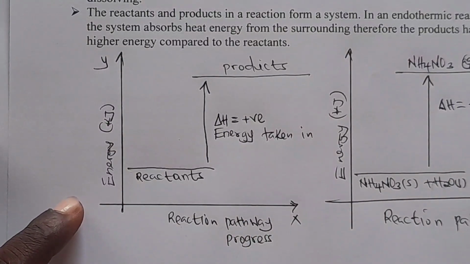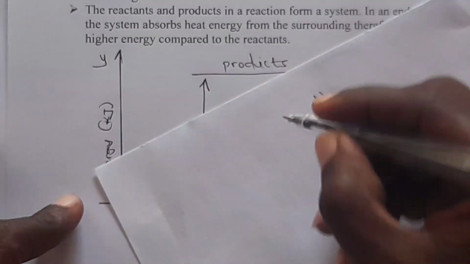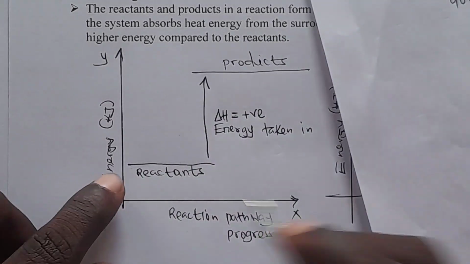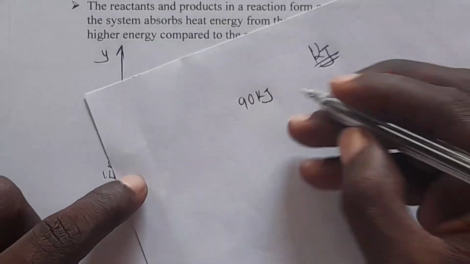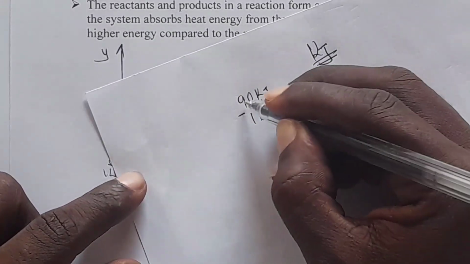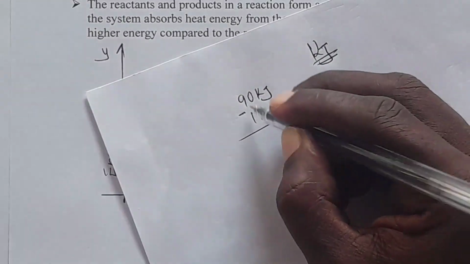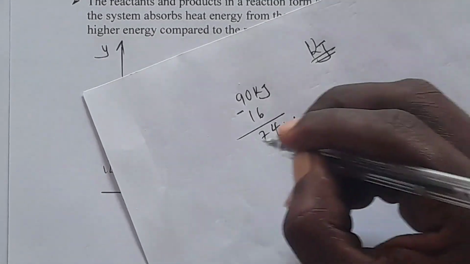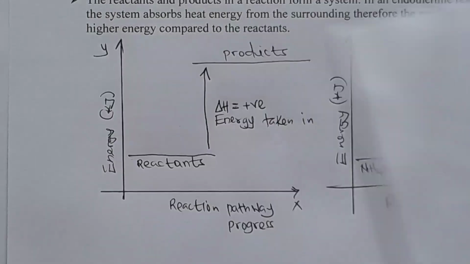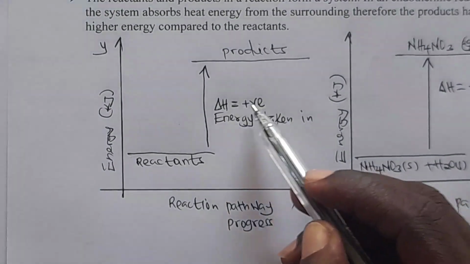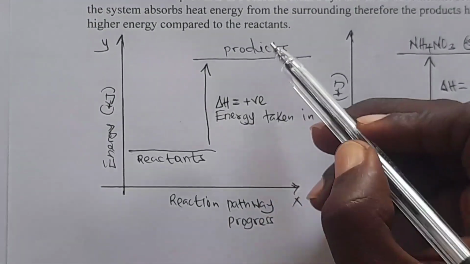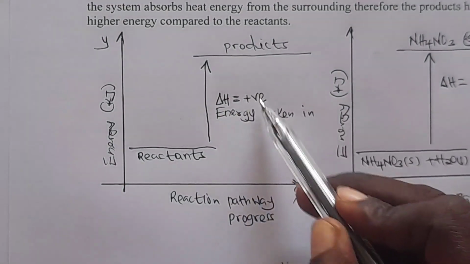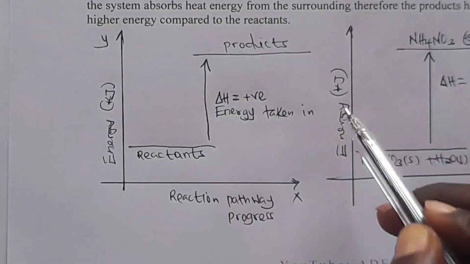For instance, if we take the energy of products to be maybe 90 kilojoules, and the energy of the reactants, because they are down here, we take it as 16. If you subtract 90 minus 16, you are going to get 74. That means 74 kilojoules will be positive there. So the enthalpy change will be positive because products have a higher energy content than the reactants. So the positive change is the energy taken in.